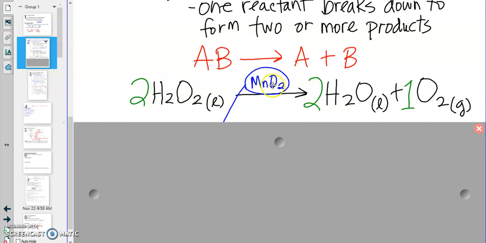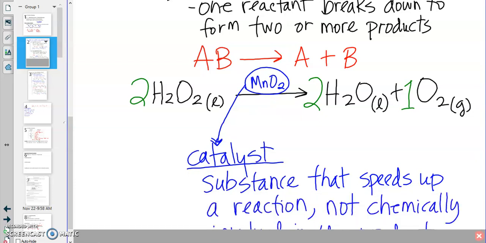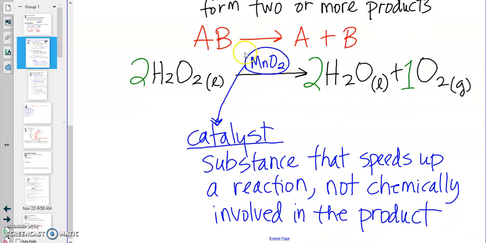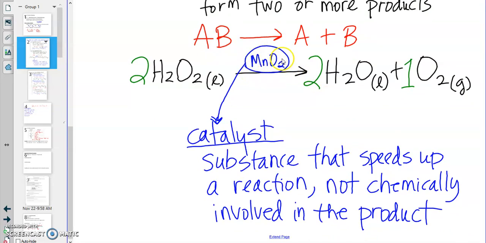Now what's this up here? MnO2. Well, it's manganese dioxide. And why is it up here though? We call it a catalyst. And so what's going to happen is that sometimes we're going to have some compound or some molecule up here. They're not going to be a part of the reaction. What's going to happen though is that you're going to put that into your reaction. It is going to speed up the process of breaking things down, but it will not be chemically involved.